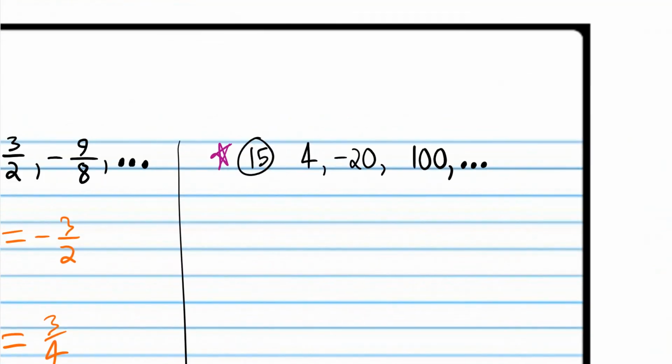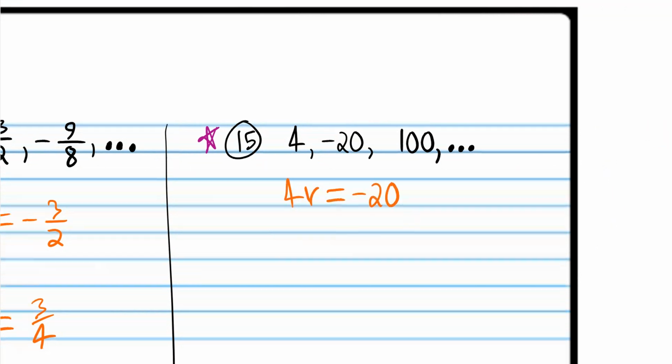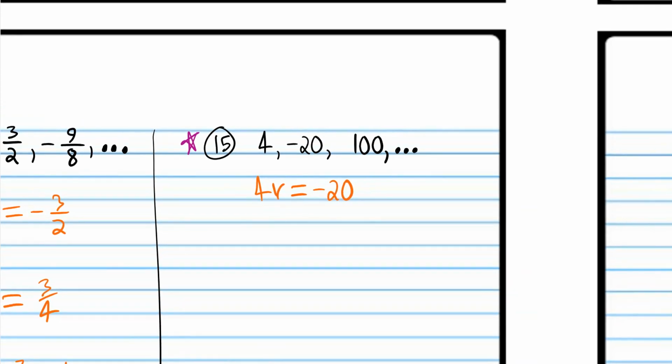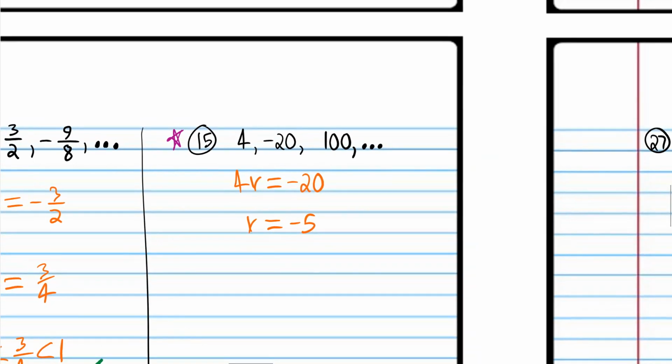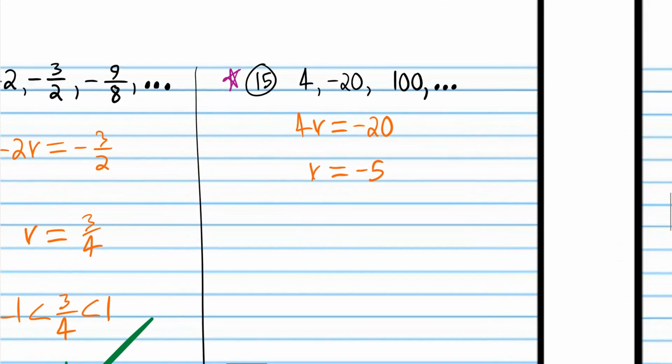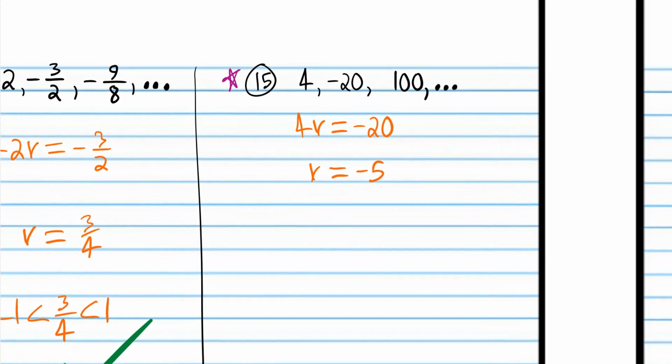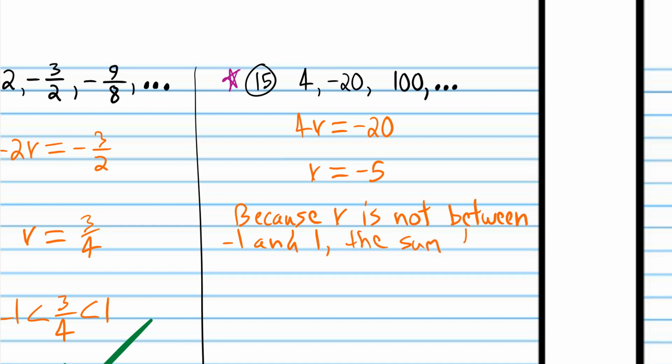Okay, we're back, so let's confirm that the common ratio is between -1 and 1. If we take the first term, multiply by that common ratio, we should get the second term, and if we solve, we get -5. Now, -5 is not between -1 and 1. So, because r is not between -1 and 1, the sum does not exist.